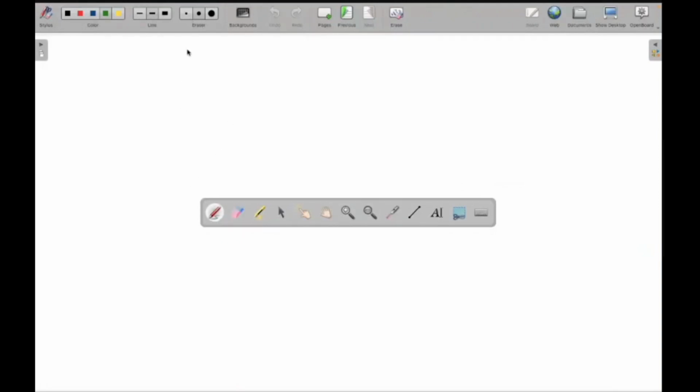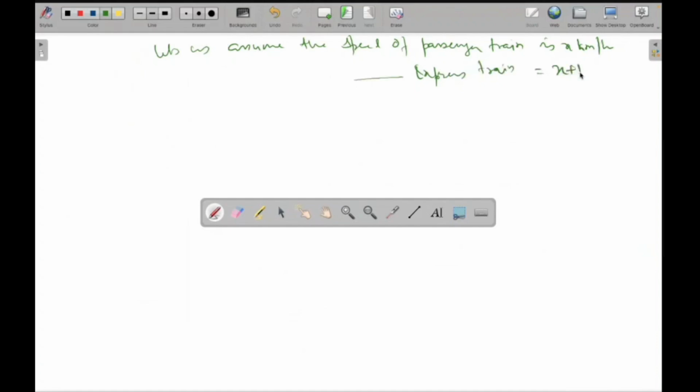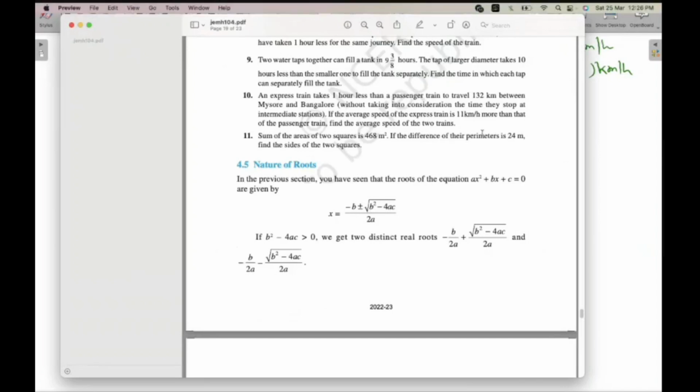So let's assume the speed of the passenger train is x kilometers per hour. They have given the speed of the express train. They have given that it is 11 kilometers per hour more than that. So this will be x plus 11 kilometers per hour for the express train. The average speed of the express train is 11 kilometers per hour more than that.